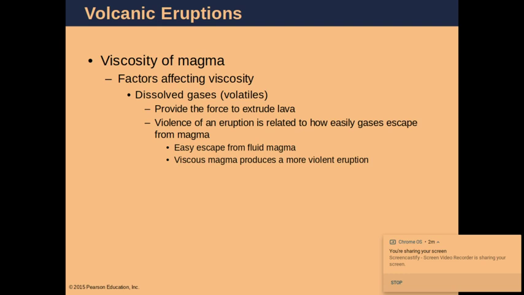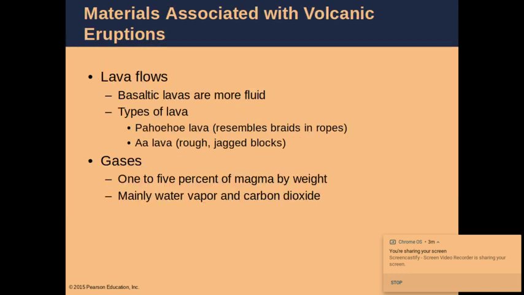The violence of an eruption is related to how easily the gases escape from the magma. If they escape easily, then you have a more fluid magma. If not, then you have a little bit chunkier magma. So viscous magma produces a more violent eruption.